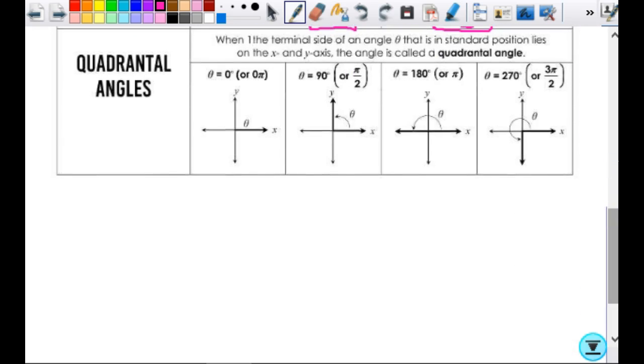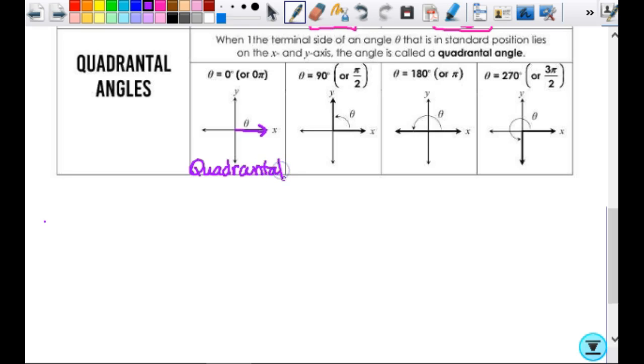This is definitely a review. This exact same thing was on another set of notes, but on that set of notes, I told you you were supposed to write, but then I didn't make you do it when you needed to, so I'm going to make you write it this time. It lands on an axis. It's not in a quadrant. It's a quadrantal angle. So I'm at 0, 360. I'm not in a quadrant because I'm on the axis. So I would say that the angle is quadrantal.